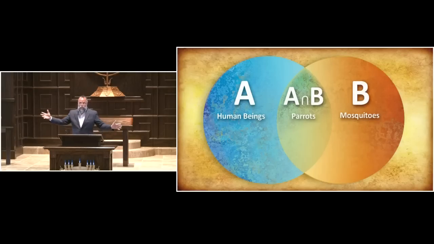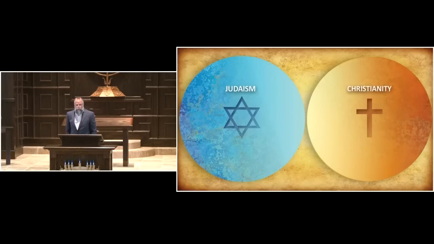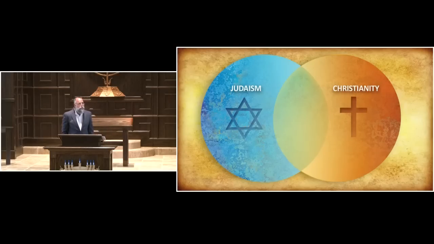Now, let me get to the point, because this is not the point. I want to take a look at a Venn diagram of Judaism and Christianity and see where they intersect. They don't. But why? Why don't they intersect? Most today would say that there is no real union.